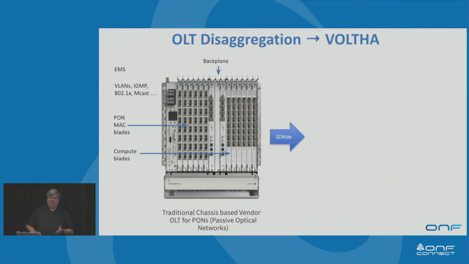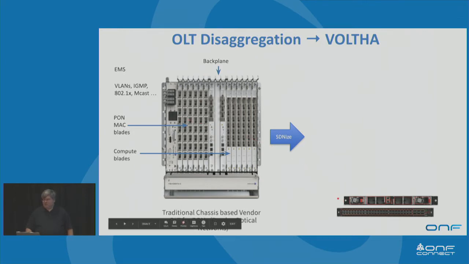So how are we going to take this and SDNize it into a disaggregated solution? Well, the first thing we're going to do is we're going to take these proprietary optical termination blades, and we're going to use some Whitebox OLTs down here. That will handle the actual optical termination, so the OLT. On the front, there will be a bunch of transceivers with optical connections, and on the back, some number of Ethernet ports come out.